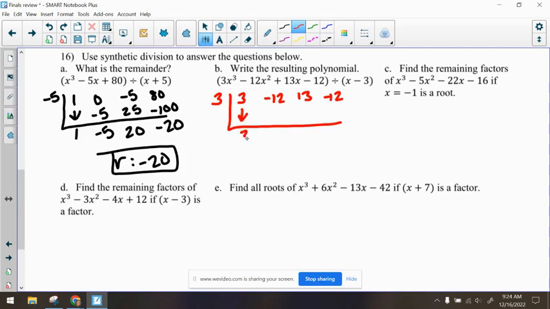So I bring down the 3, and then I switch back and forth. 0 with my remainder. If my problem starts with an x to the third, my resulting polynomial will start with an x squared, then an x, and then the constant. So my answer would be 3x squared minus 3x plus 4.